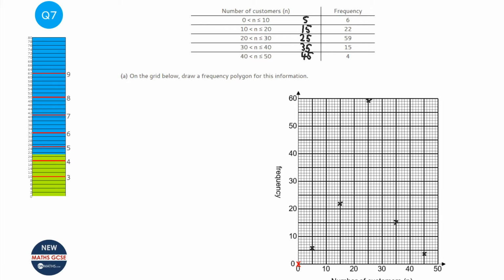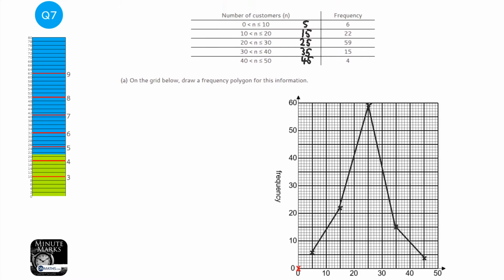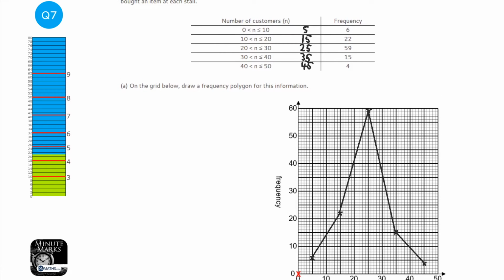We're only halfway done because what we need to do is join these up with straight lines, so no curves needed. When you join them up with straight lines, do not ever join up the last 2 points. You're not actually trying to make a polygon. Don't ever draw this line here. That's not a good thing to do, so make sure you don't do that. That's it. So midpoints, crosses, and then join them up with straight lines if you're asked for a frequency polygon.